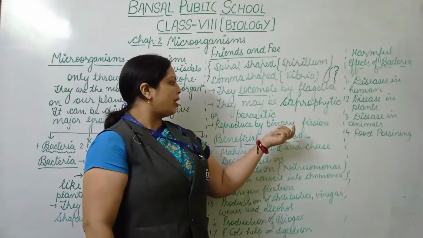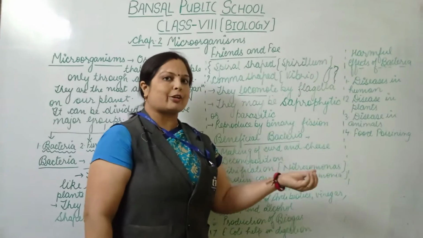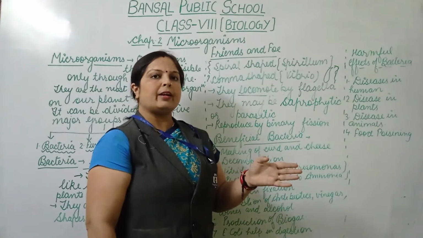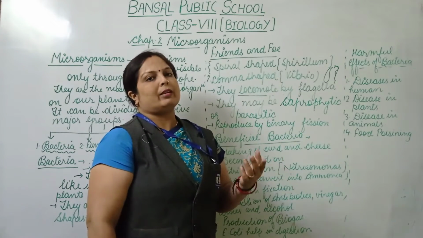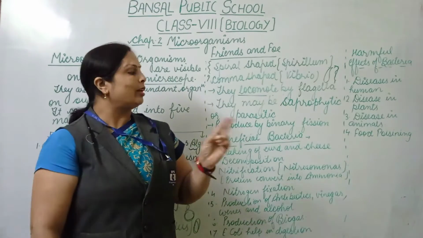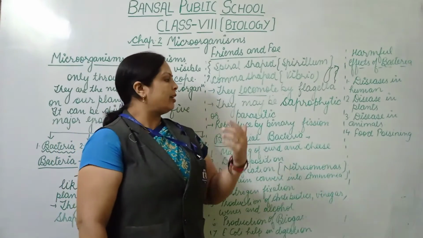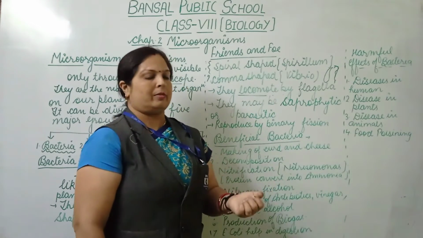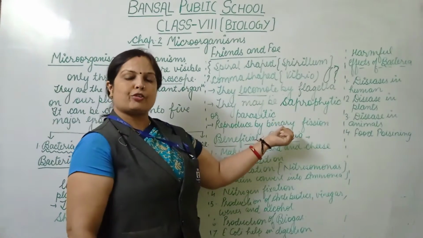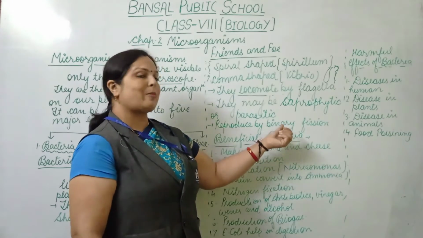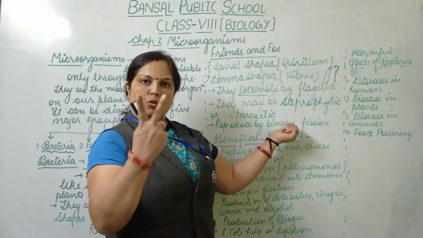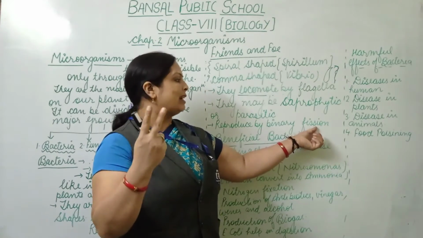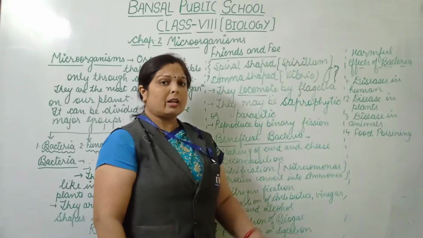It is a mode of asexual reproduction. In this type of reproduction, first the nucleus divides, followed by the division of cytoplasm. When the division of cytoplasm is completed, we can say that the mother organism has divided into two daughter organisms. So bacteria reproduce by an asexual method, known as binary fission. Binary means two and fission means splitting. If an organism divides into two organisms, that is known as binary fission. Clear?